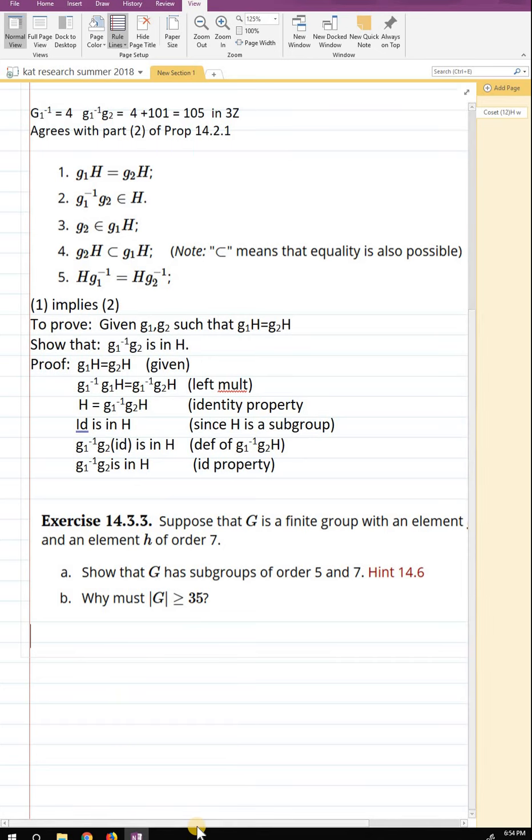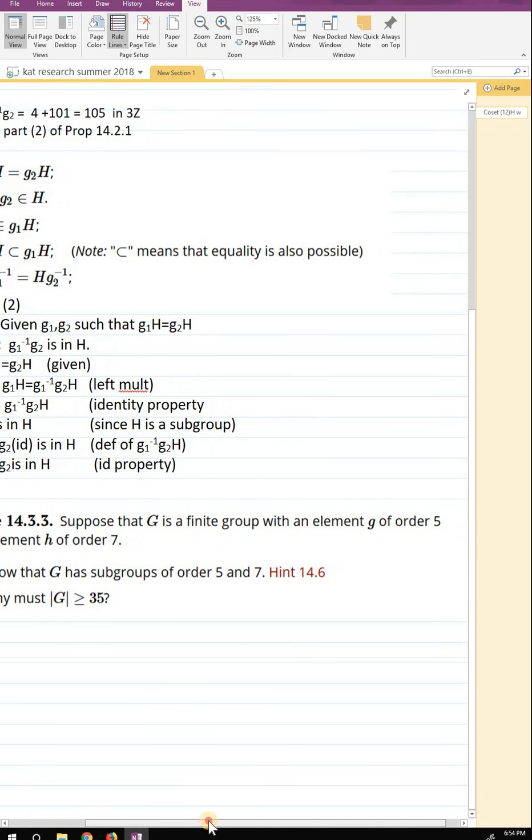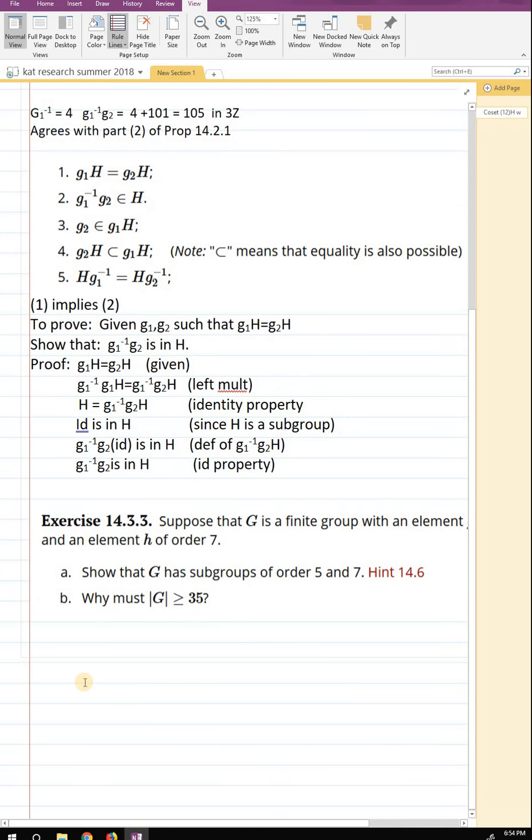So the order of g is 5. What does that imply? Well, Chrissy said 5 elements. What has 5 elements? Big G. Little g is an element.